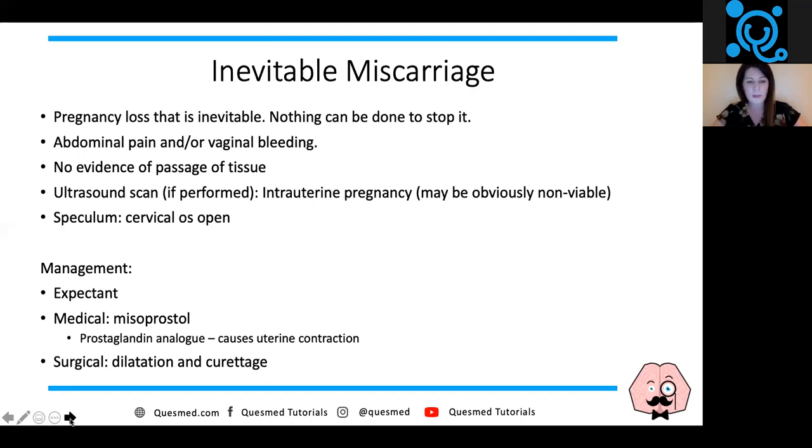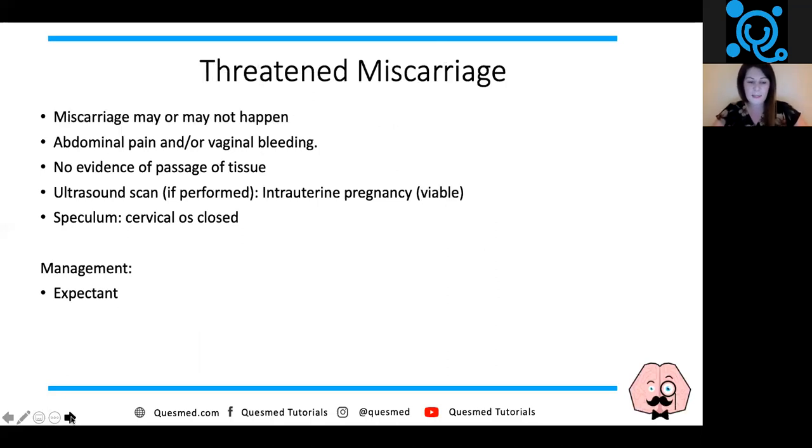Other methods of management are medical management, and this is usually with the use of misoprostol. So this is a prostaglandin analogue which causes smooth muscle contraction of the myometrium, resulting in expulsion of the uterine contents. And surgical management, and that's usually with a dilatation and curettage under general anaesthetic.